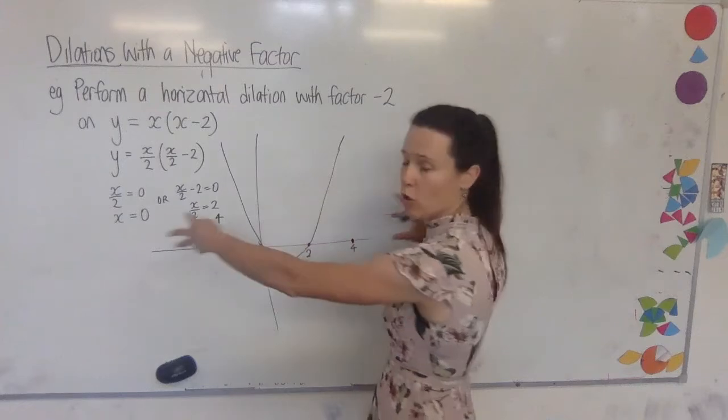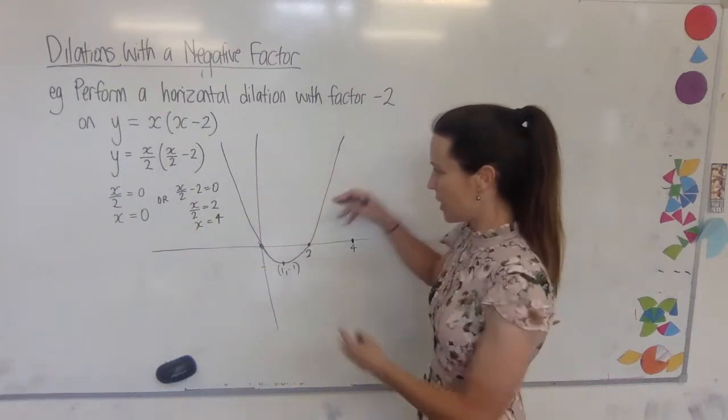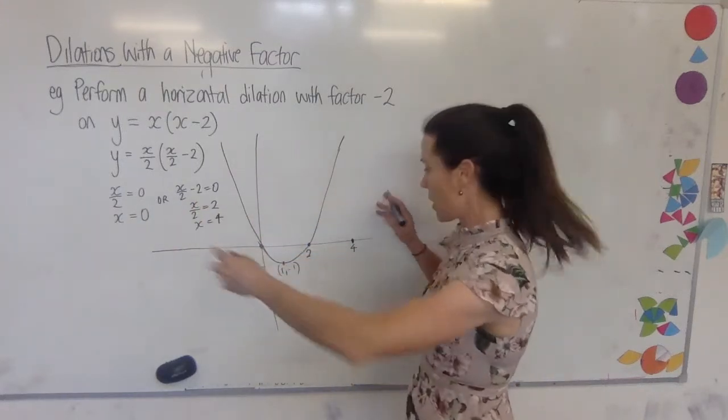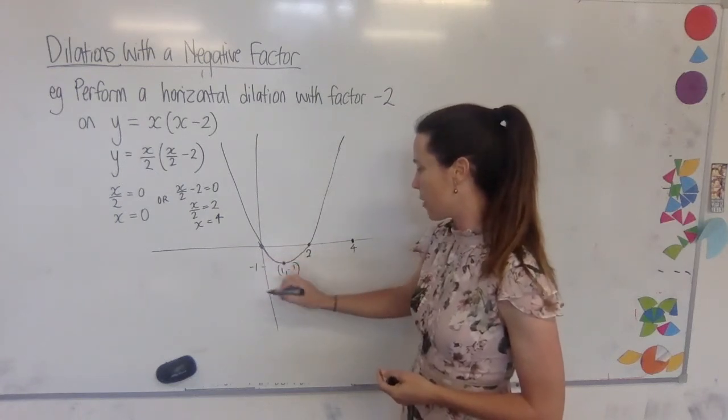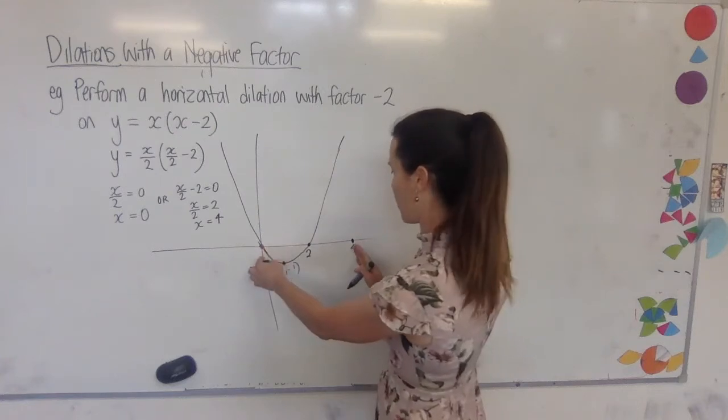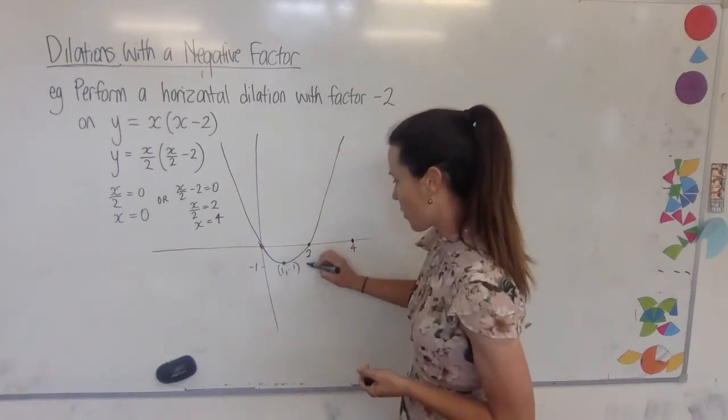Now it's a horizontal stretch. That means it won't dip down any lower than it used to, it's just going to be stretched out. So my vertex is still going to sit here level with -1, but it's now going to be halfway between 0 and 4. So I can pretty much just rough that in.